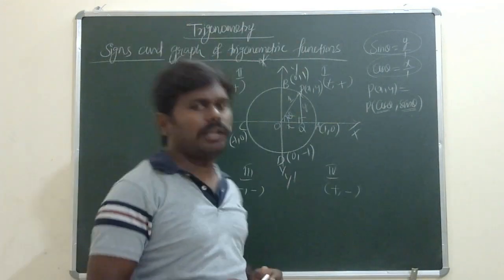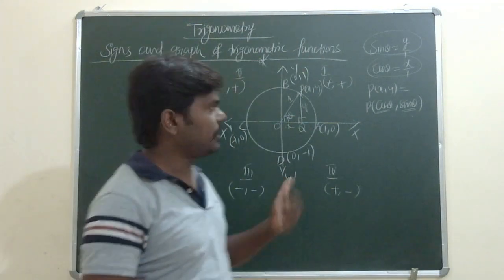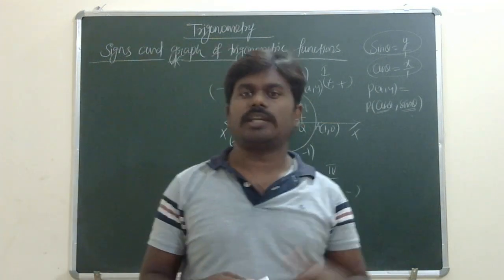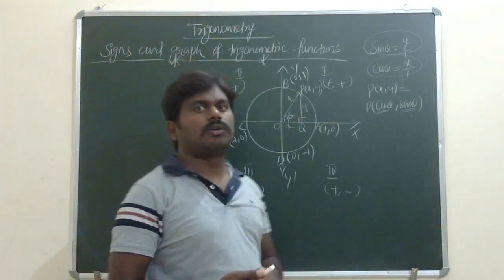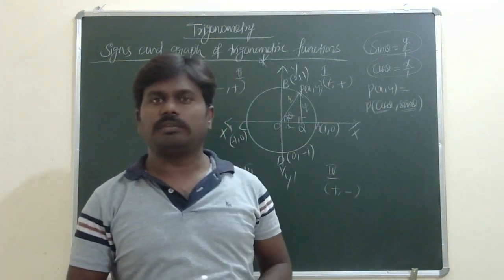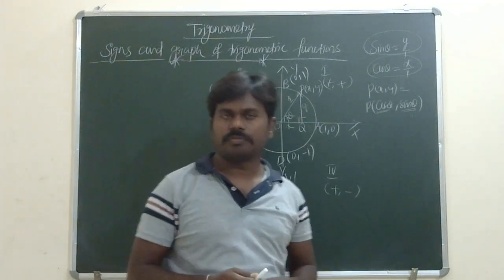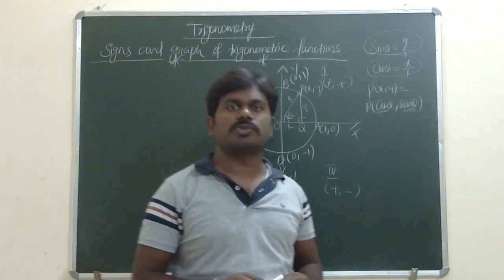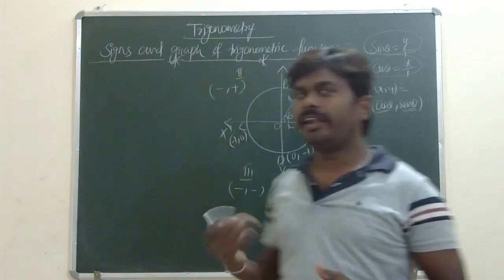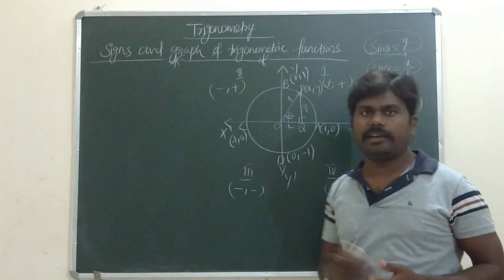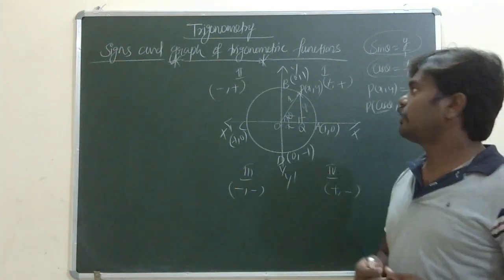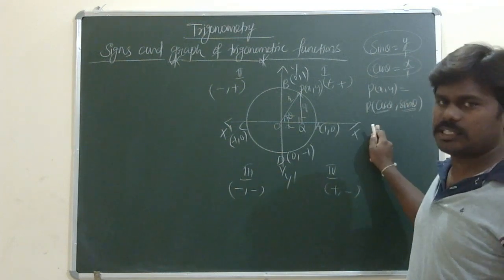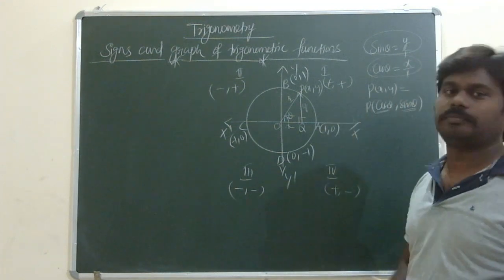So what about the remaining trigonometric ratios? Tan is nothing but the ratio of sin and cos. Both are positive, so tan is also positive. Next, cosecant, the reciprocal of sin. Sin is positive, so cosecant is positive. Next, secant, the reciprocal of cos. Cos is positive, so secant is also positive. Next, cot, the reciprocal of tan. Tan is positive in the first quadrant, so cot is positive. That means all the 6 trigonometric ratios are positive in the first quadrant.